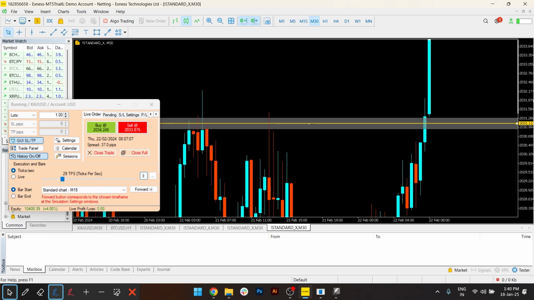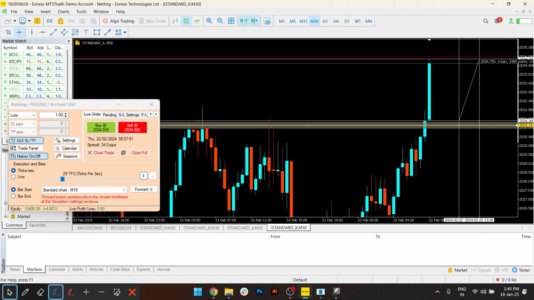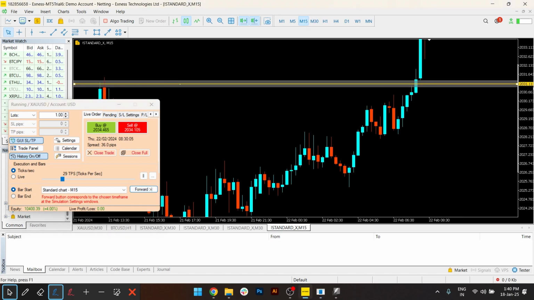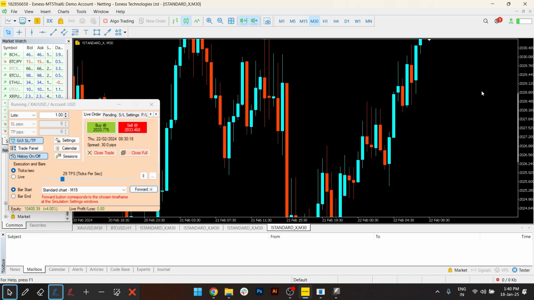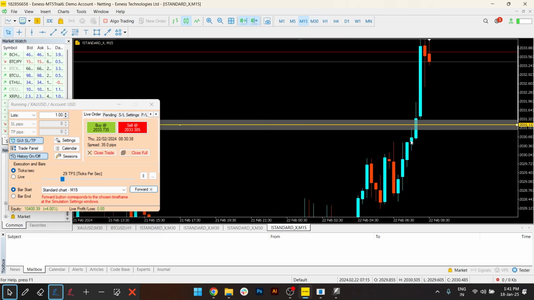Oh wow. So yeah, it was a good trade. Wow, look at that. 15-minute close above this. So this was a good trade indeed, but the only problem was the 15-minute time frame.